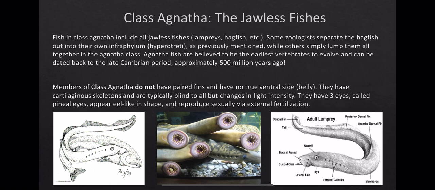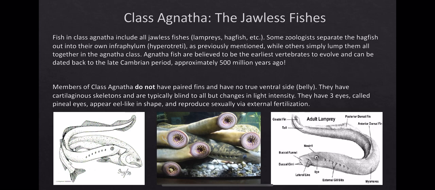Assuming we're lumping them all together at this point in time, you are classifying and identifying these organisms specifically based on their body shape and their mouths. They are very snake or eel-like in their shape. They are not related to eels. They are very distant from the eels. However, they have a similar body shape. They also have no paired fins, and they don't have a true belly, no true ventral side. Like I said, they're very tube-esque.